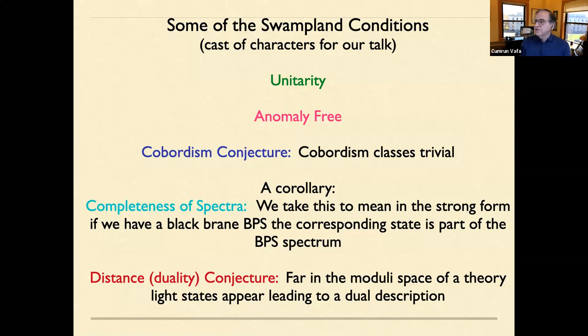For example, the cobordism conjecture states that cobordism classes in a quantum theory of gravity are always trivial. We'll discuss aspects of this a bit later, but those are aspects that will be relevant for us. And a particular corollary of the cobordism conjecture, which can be viewed as generalizing it, is the completeness of spectra. Again, this completeness of spectra is something very robust, and we believe in it. We have various arguments for it. And we take this to mean, in the strong form of it, that if you have a black brane BPS, the corresponding state is part of the BPS spectrum. So having a black brane satisfying a BPS condition is an indication that it could be there, and in some sense we are saying that it is part of the spectrum.